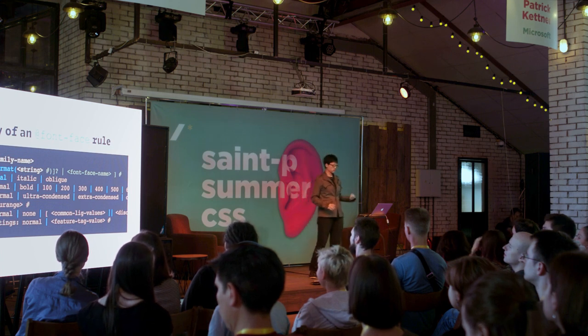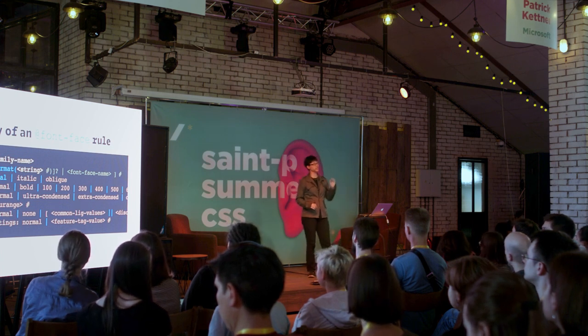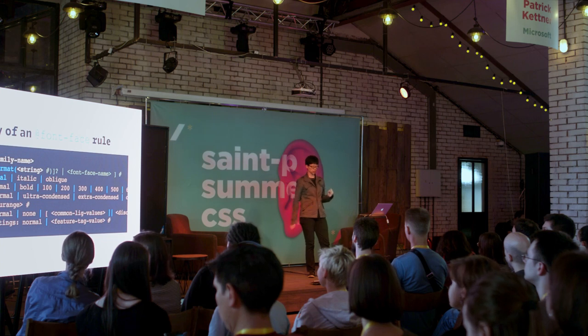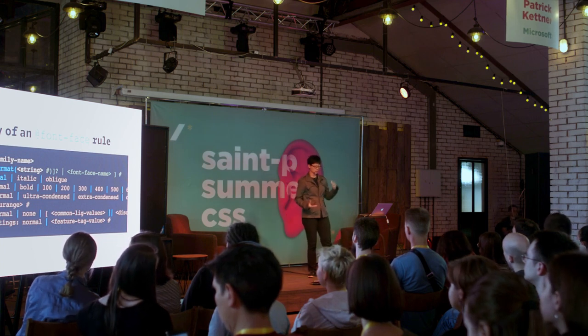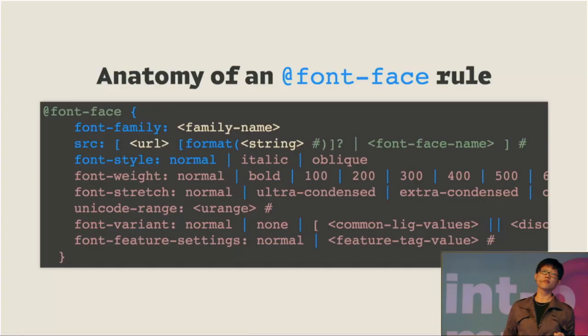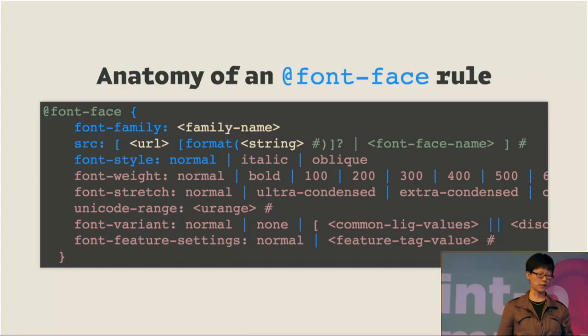Every Unicode character is represented by a unique code point. So the Unicode range descriptor allows us to specify individual code points or a range of code points for characters we want displayed using a particular font face. And we can make use of this to create custom font families with glyphs from different typefaces.